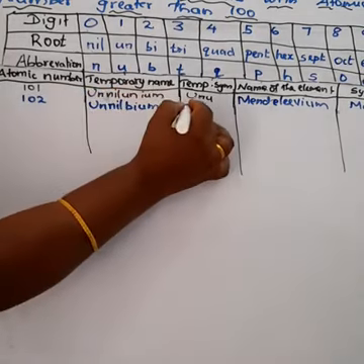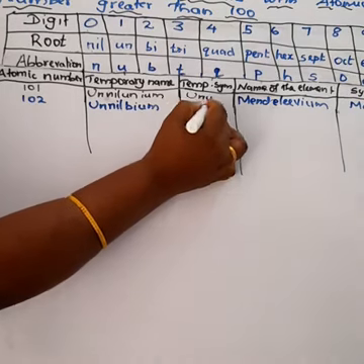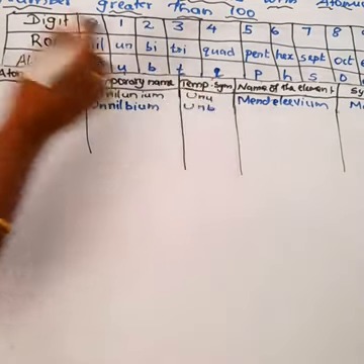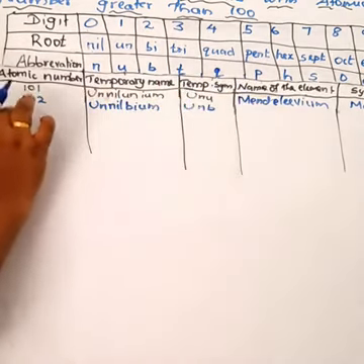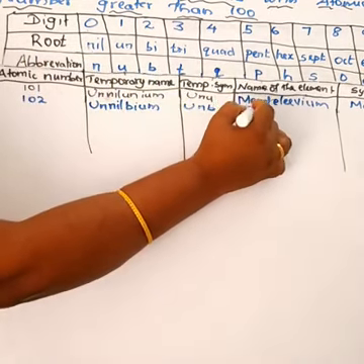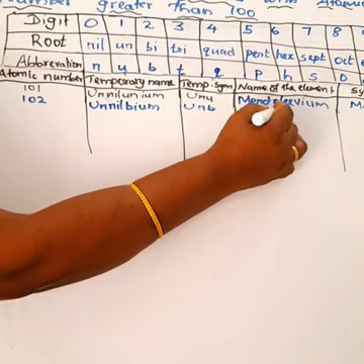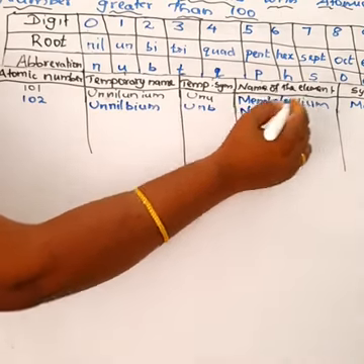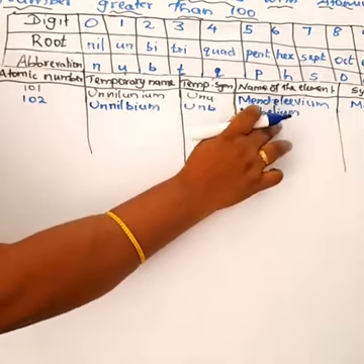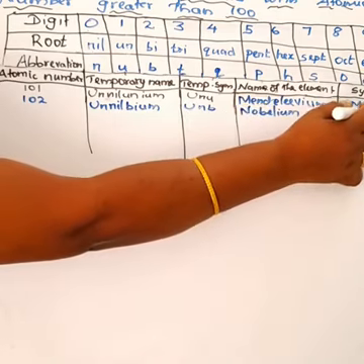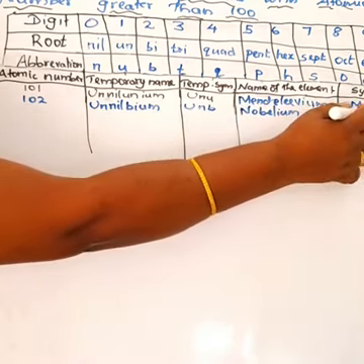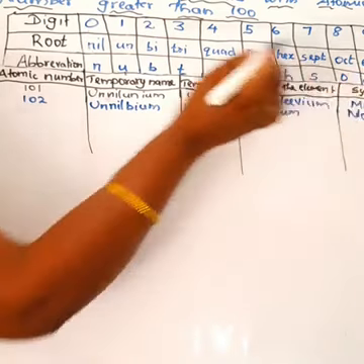What is the temporary symbol? U for un, N for nil, and B for bi. What is the element name for 102? Nobelium. What is the symbol here? Nobelium means No.